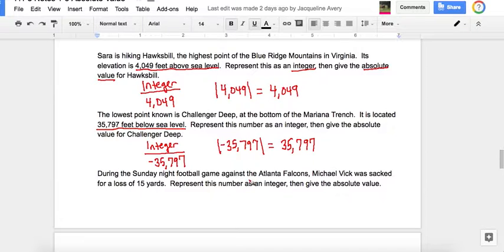Okay, and the very last example here. During the Sunday night football game against the Atlanta Falcons, Michael Vick was sacked for a loss of 15 yards. Represent this as an integer and then give the absolute value. So we're going to write, once again, the integer. A loss of 15, so what do you think? Negative 15, excellent. And the absolute value, we're going to write the symbol and put negative 15 in the symbol. So how far is that away from 0? Hopefully you said 15.